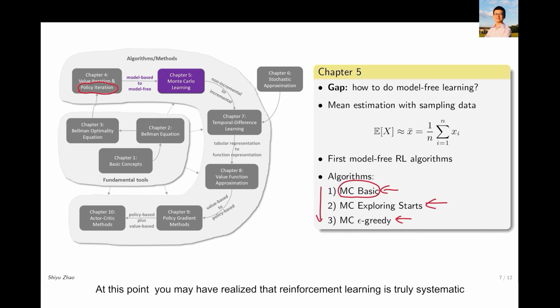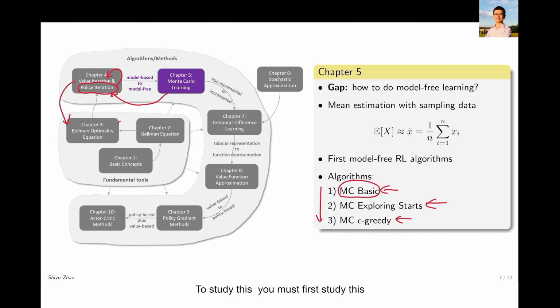At this point, you may have realized that reinforcement learning is truly systematic. Many parts depend on each other. For instance, to study Monte Carlo learning, we must first understand policy iteration. To understand policy iteration, understanding value iteration is a prerequisite. To understand value iteration, we must first study the Bellman optimality equation. To study this, you must first study this, and to study this, you must first understand this. Thus, beginning your learning from any middle point, without a solid foundation in the preceding concepts, might lead to a superficial understanding.